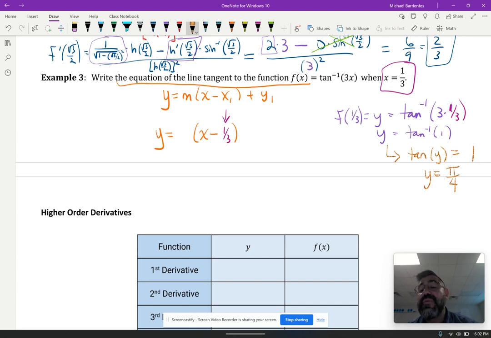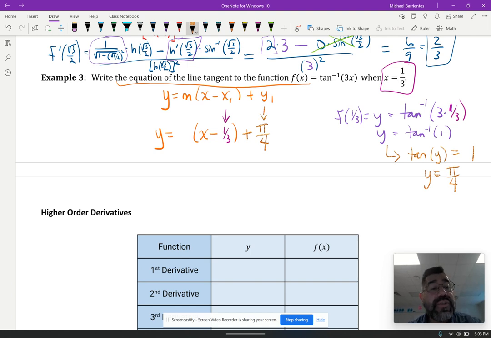The tangent of pi over 4 is 1, because that would be square root of 2 over 2 divided by square root of 2 over 2, which is equal to 1. But how did I know that? Well, I remember the unit circle. Number 2, I knew that this symbol meant I'm looking for the angle that when I take the tangent of that angle, it equals 1. Great. Well, now I know my answer here. My answer here is pi over 4. So now the only thing that's missing is my slope.